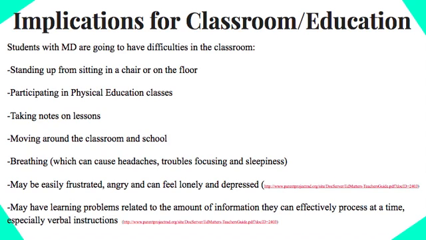They may be easily frustrated and angry because they can't do things that the other children are doing, or they're having a hard time doing what they want to do. They can often feel lonely and depressed. Many have learning problems related to the amount of information they can effectively process at one time. And they're going to have a hard time with verbal instructions.